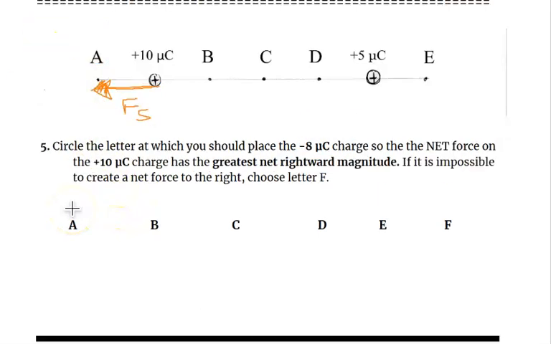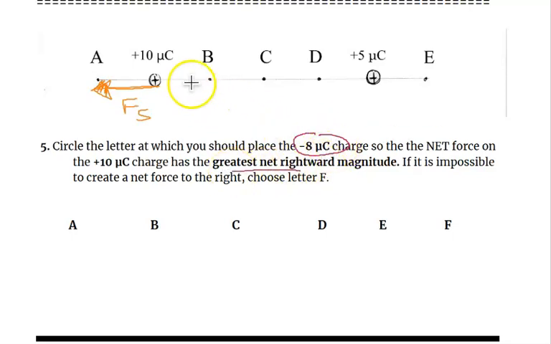Okay, same scenario. Now we are going to move the -8 so that the 10 feels the greatest net rightward magnitude. And it might be impossible, right? Because it's being pushed to the left. We might not be able to; the 5 may just win no matter what we do. That's why I think it says, if it's impossible, choose letter F.